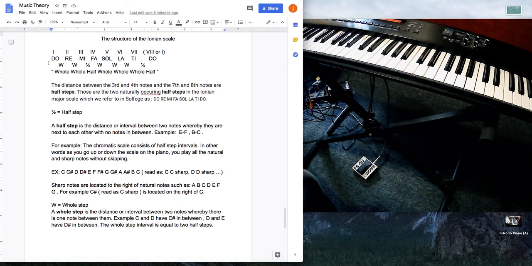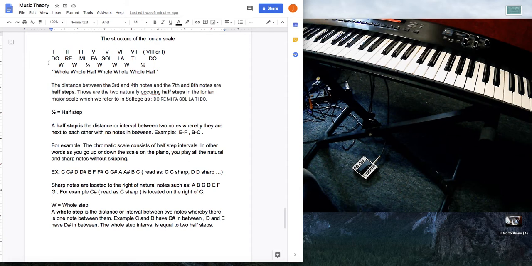So the structure of the Ionian scale, recognized as Do, Re, Mi, Fa, Sol, La, Ti, Do, and thought of as 1, 2, 3, 4, 5, 6, 7, 8, which is the same as 1. So 1, 2, 3, 4, 5, 6, 7, 1, or 1, 2, 3, 4, 5, 6, 7, 8. But 8 and 1 are the same.